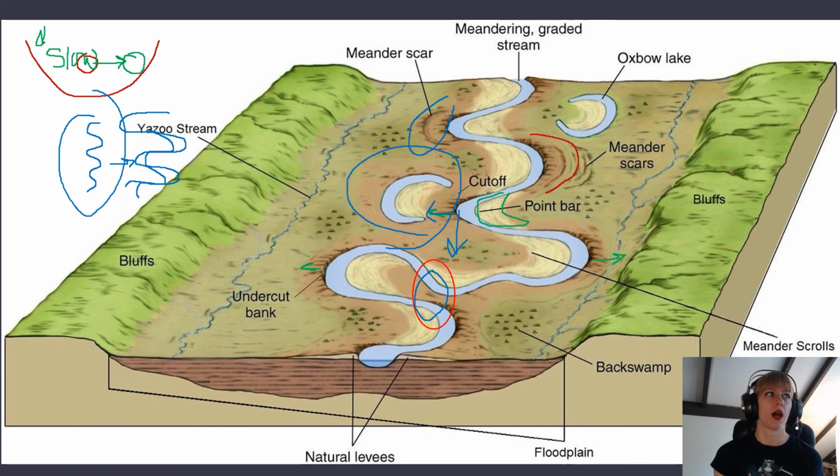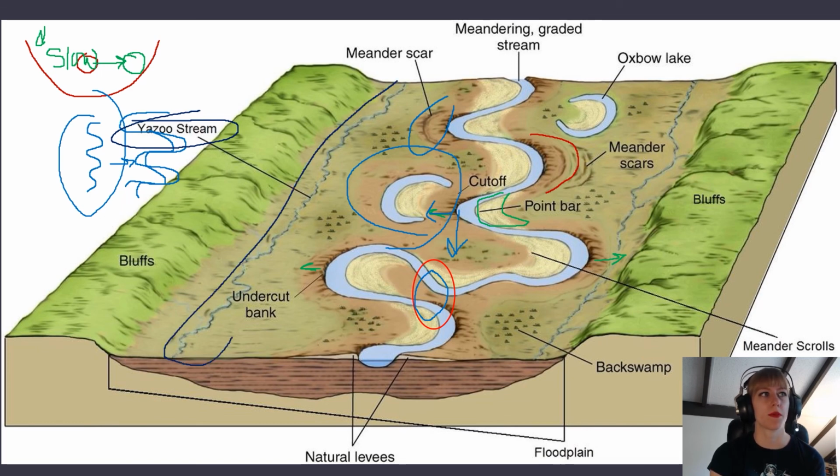Okay, then we have something called a yazoo stream. So a yazoo stream is a stream that runs parallel to the meandering stream. It just doesn't have a way to join the stream yet. Eventually, it will find a way to join in with our meandering stream, becoming part of it. Okay, so it is a tributary.